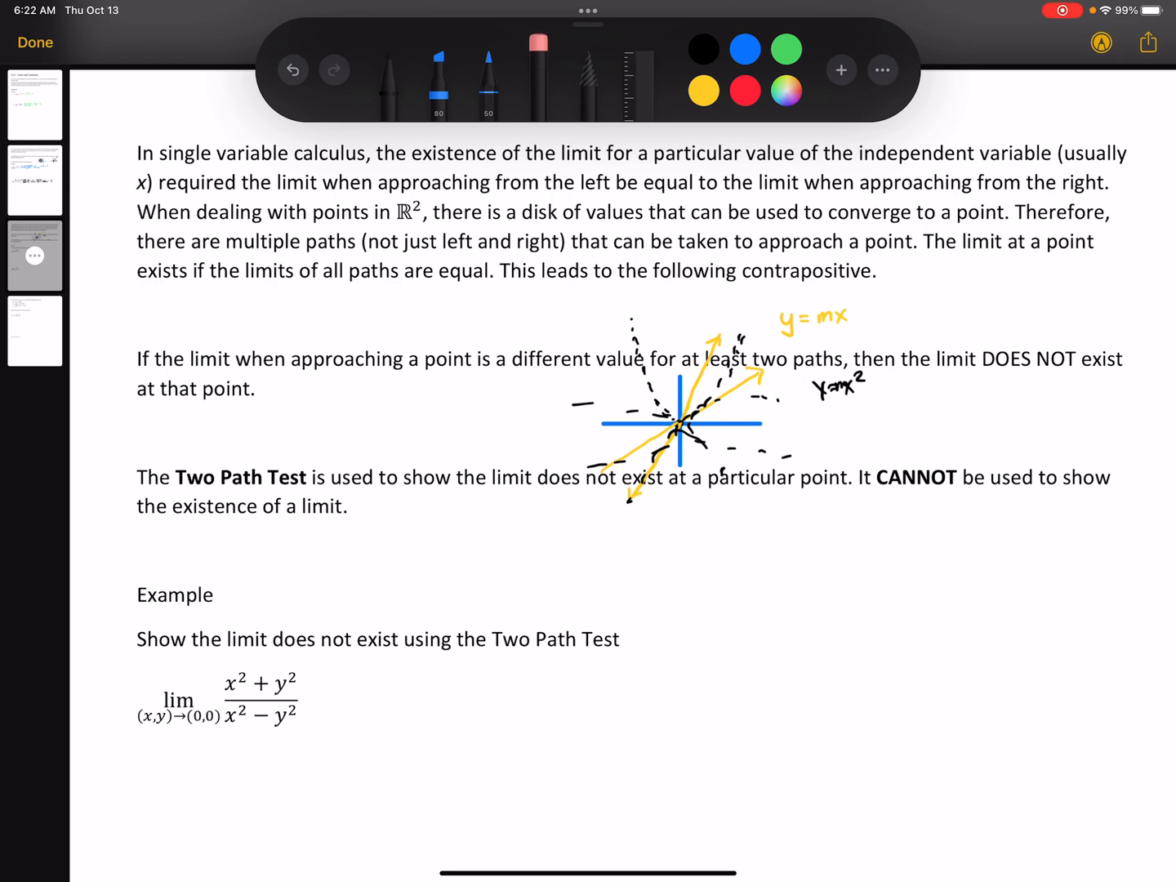So the point of the two path test is that if you approach along two different paths and you get different limit values, the limit can't exist at that point. Because for the limit to exist, all of the limits have to converge to the same value. Showing that the limit doesn't exist with the two path test requires that we are slightly clever about how we choose our paths. There are general principles that we'll talk about in class, but some of it is just based on how the function is structured.